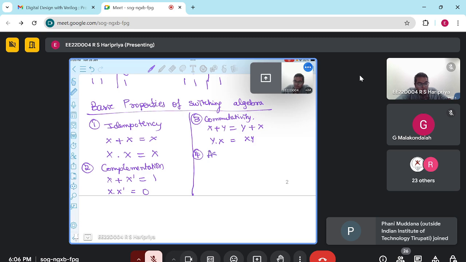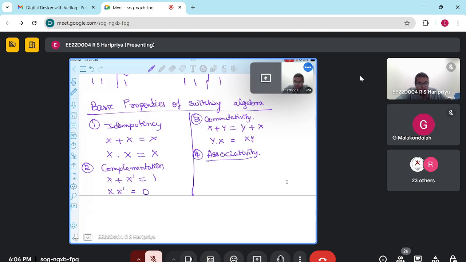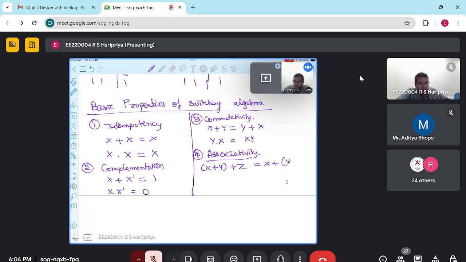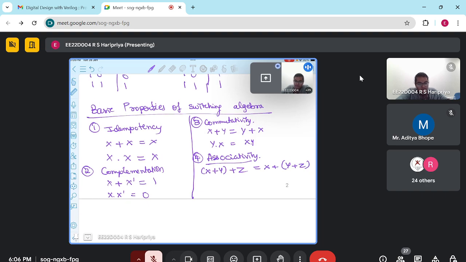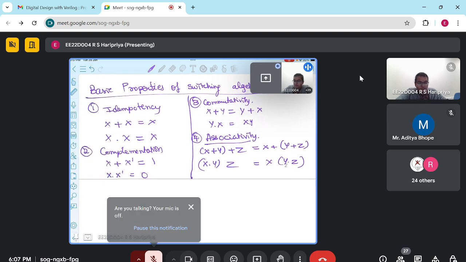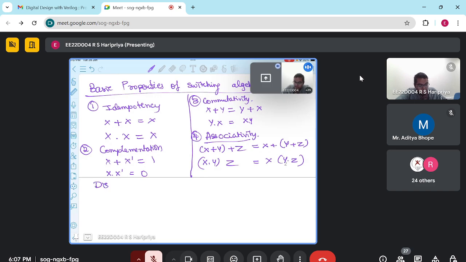And the next property, associativity. If you first perform x plus y, that is x or y, and then perform OR with z on the result, or you first perform y or z and then OR with x, both are the same. Similarly, for the AND operation with x, y, and z, grouping either way, these are equivalent.